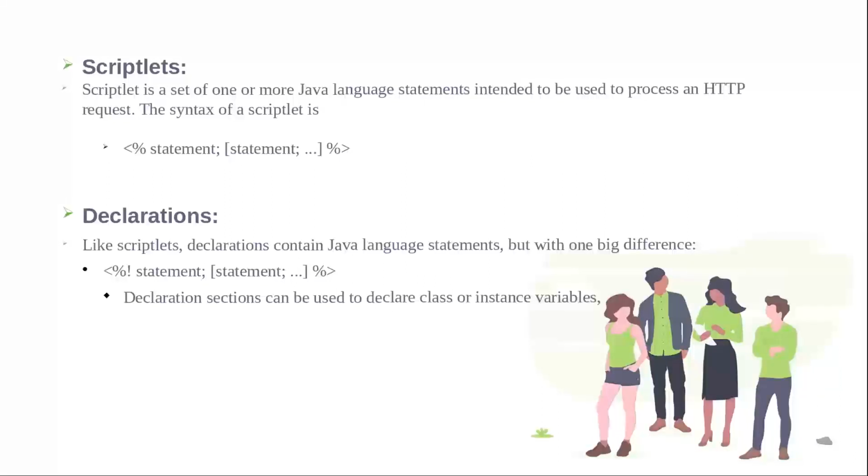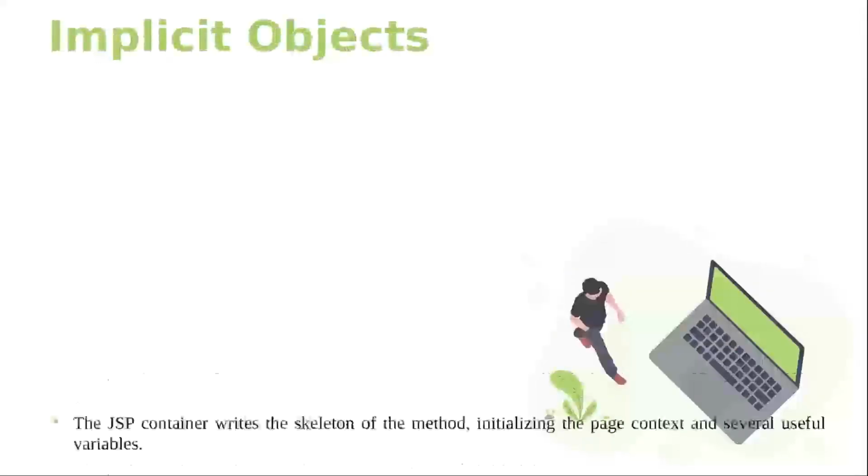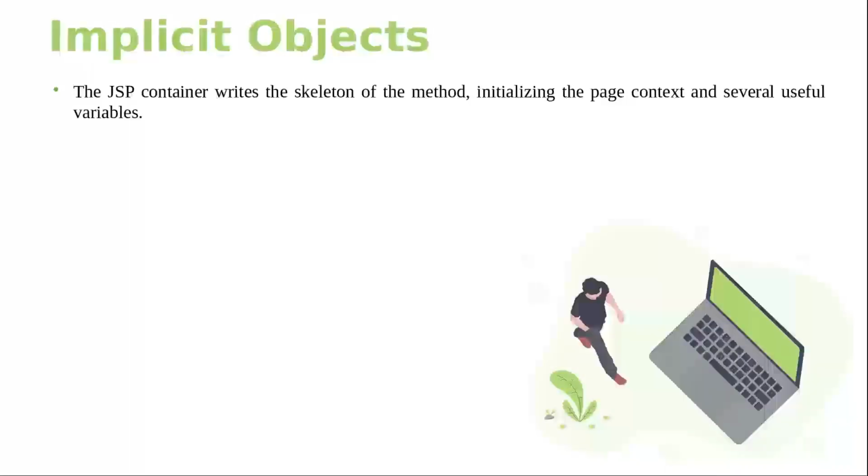Now these are the declarations that have to be made, and we have the scriptlet code too. Declaration sections can be used to declare class or instance variables, methods, or inner classes, and unlike scriptlets, they have no access to the implicit objects. Now, implicit objects. All the scriptlets, expressions, and HTML template data are incorporated into the JSP service method. The JSP container writes the skeleton of the method itself, initializing the page context and several useful variables.